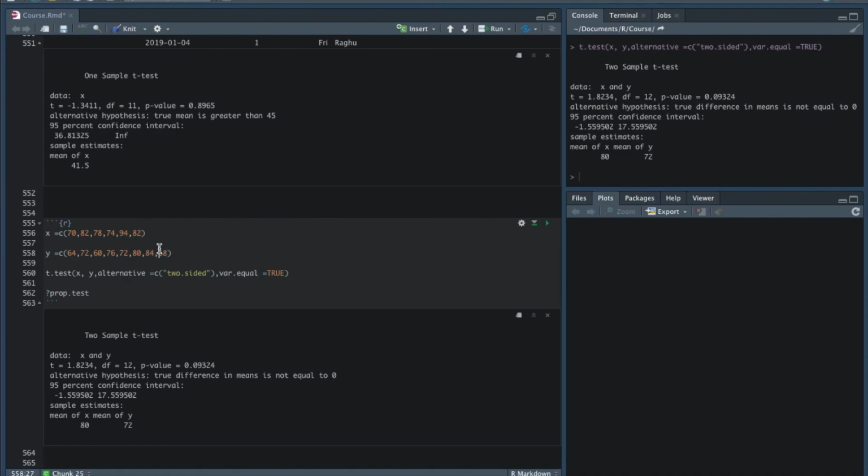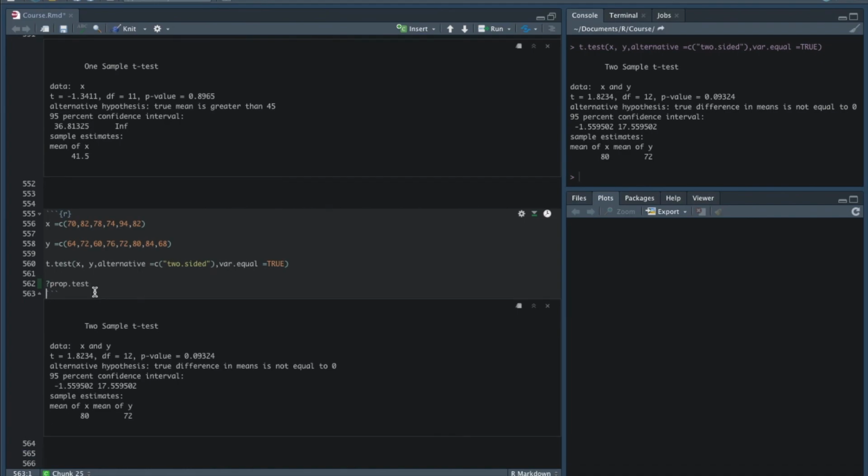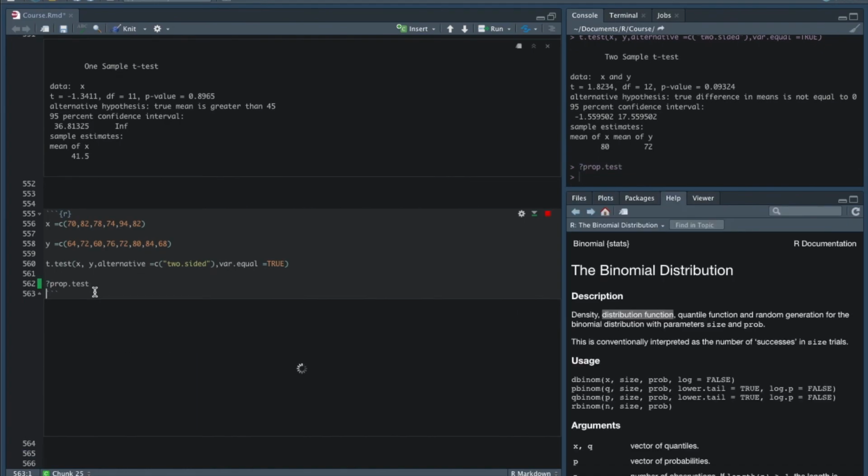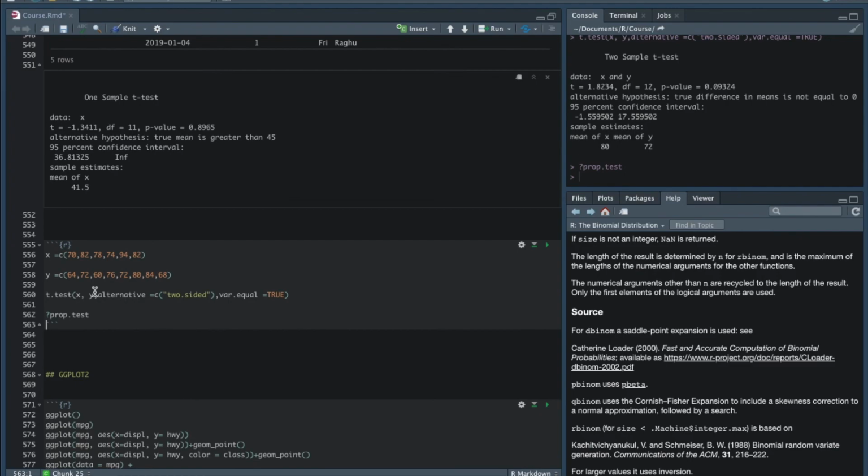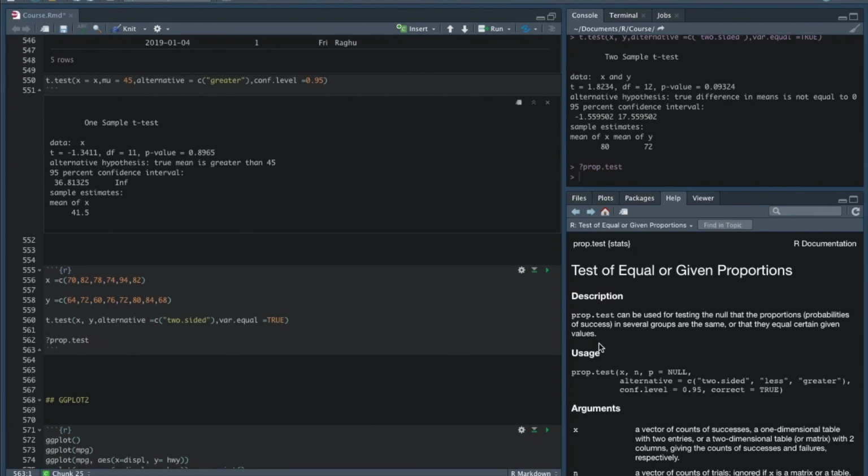Just like the t-test, we can also do a prop test. I will not be showing that in the video. You can just run a question mark and prop test and read the function description from the help section and try to do that yourself.